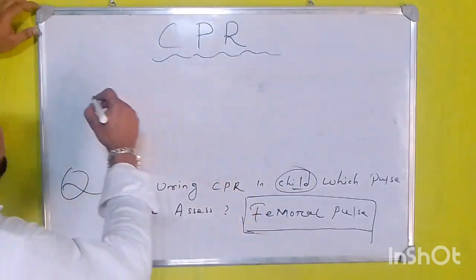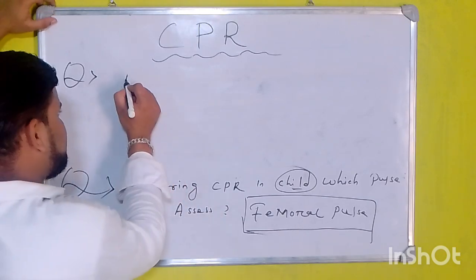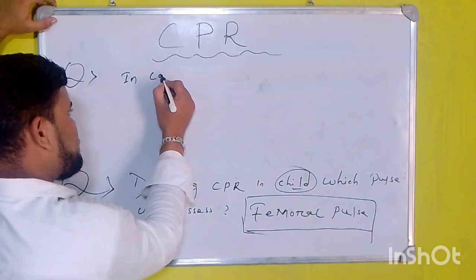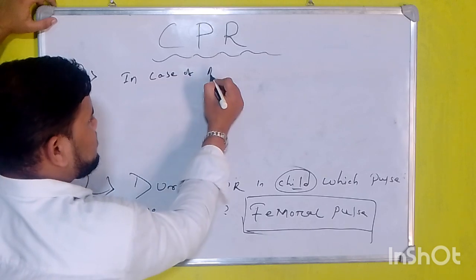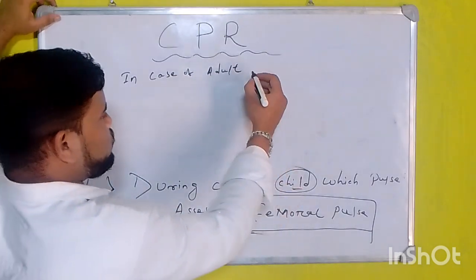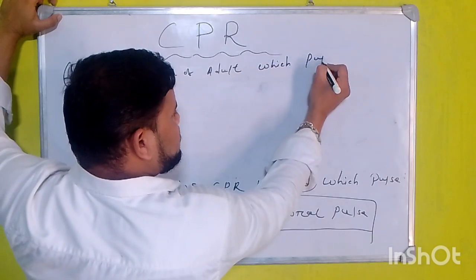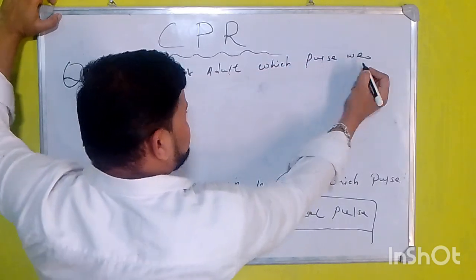The next question is, in case of adult, which pulse do you assess?